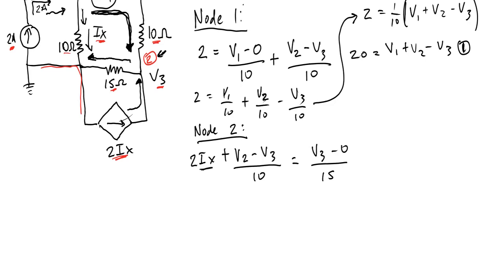Let's figure out what we're going to do here, right? We need to define something for Ix. And we actually already did here in node 1. We needed Ix to use for one of our currents going out of node 1, and that was this V1 over 10. So we can just plug that in here. 2 times V1 over 10 is our Ix, plus V2 minus V3, and we'll kind of break it out, why not? V3, that 0 goes away, so we're left with V3 over 15.